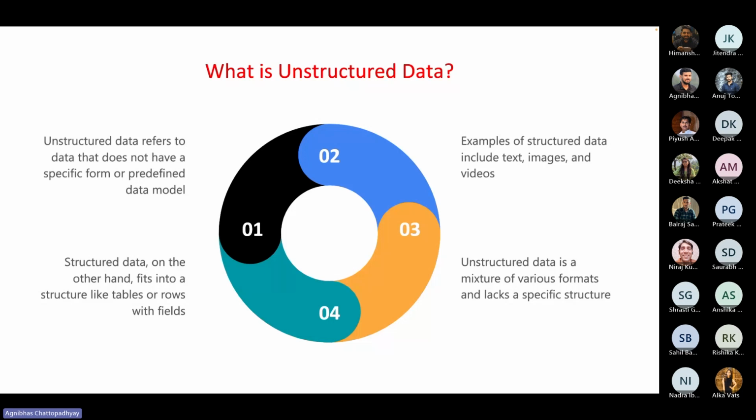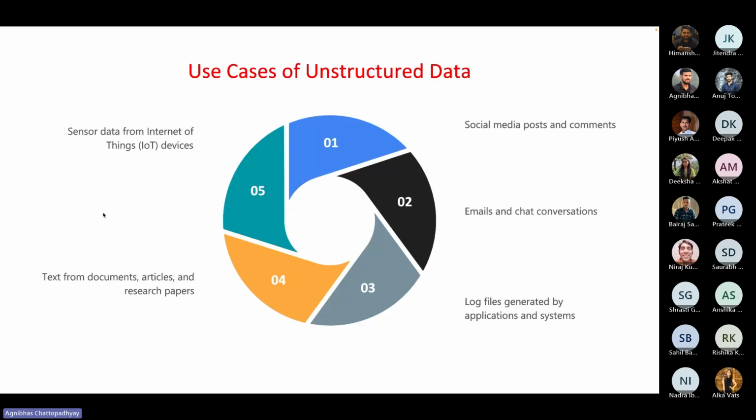For example, these are the examples of unstructured data: social media posts and comments, email and chat conversations, sensor data from IoT devices, text from documents, articles, research papers. These do not contain one specific format of data. Rather, they can have multiple types of formats of data stored in one place as an object storage.